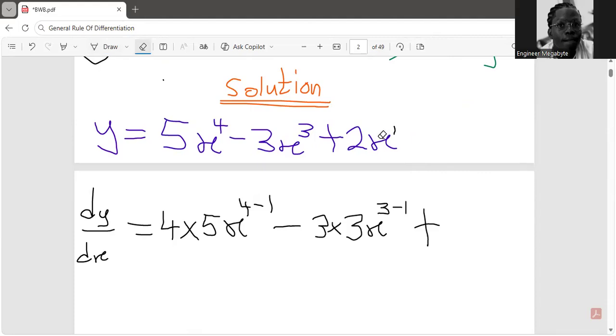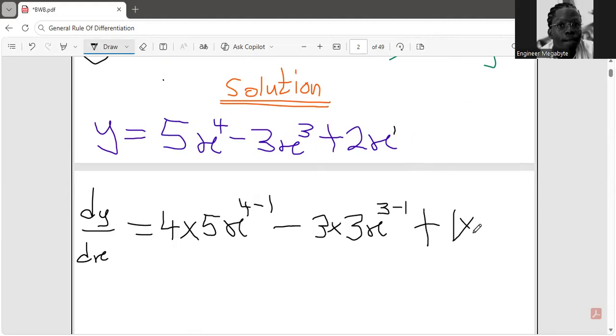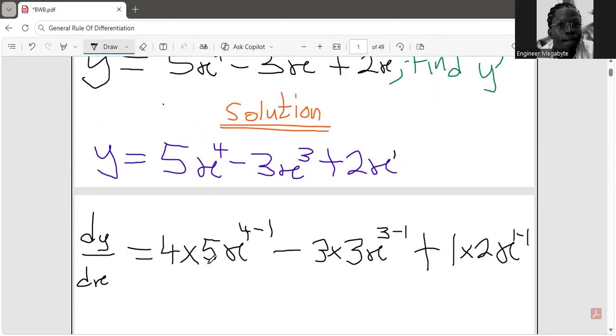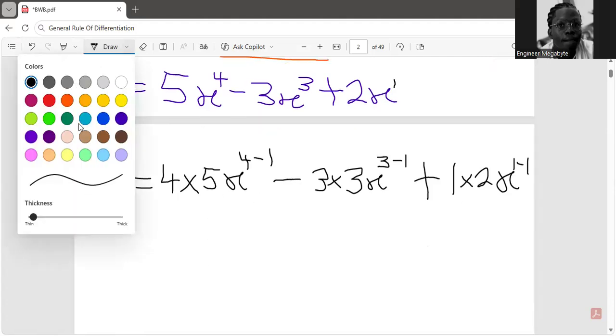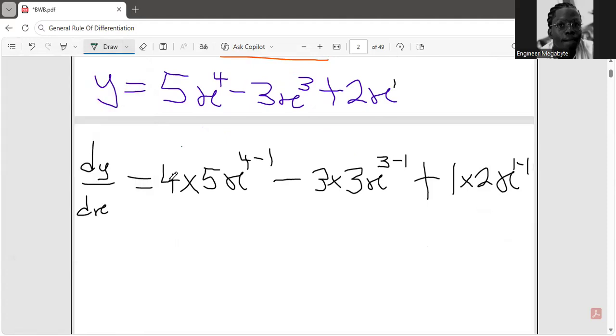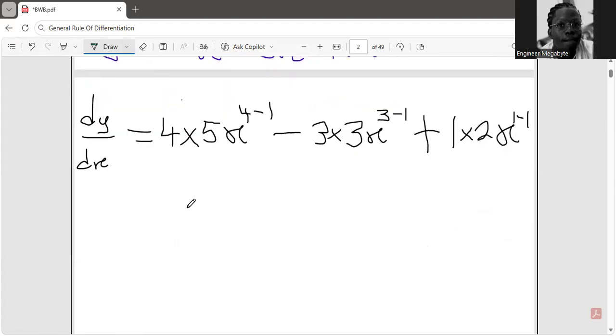From this knowledge I just transferred to you, realize that this 1 is going to multiply the 2, which makes it 1 times 2x exponent 1 minus 1. Once you get to this point, the rest is no more elective maths or engineering mathematics; the rest can be classified as just core maths. So from here, how do we simplify this?